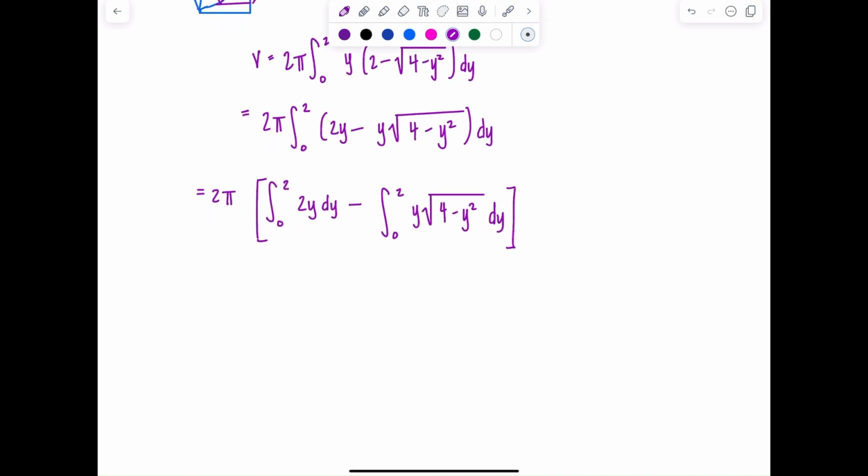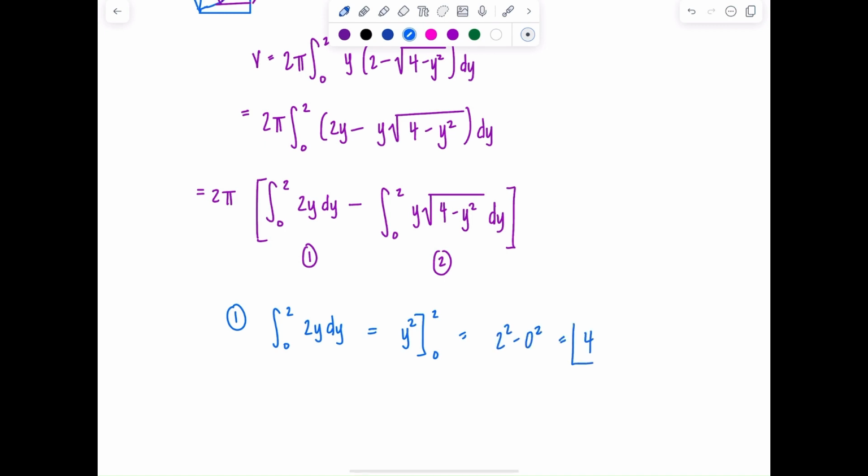Very good. So this is integral 1, this is integral 2, and then at the end I'll multiply everybody by 2 pi, okay? So integral number 1, we have 0 to 2, 2y dy. The antiderivative of 2y is just going to be y squared, and the 2 cancels out, so that's nice. And we evaluate that from 0 to 2, so that's 2 squared minus 0 squared, so that's just 4. That one's done. That was pretty relaxing.